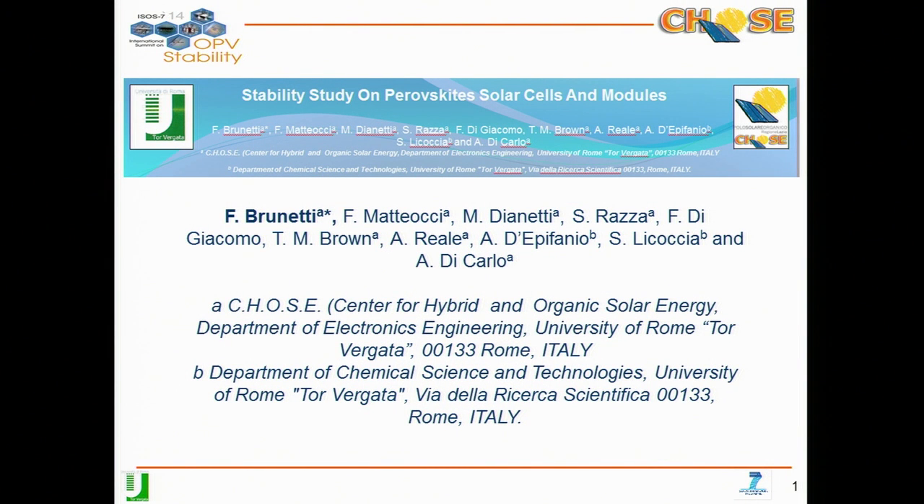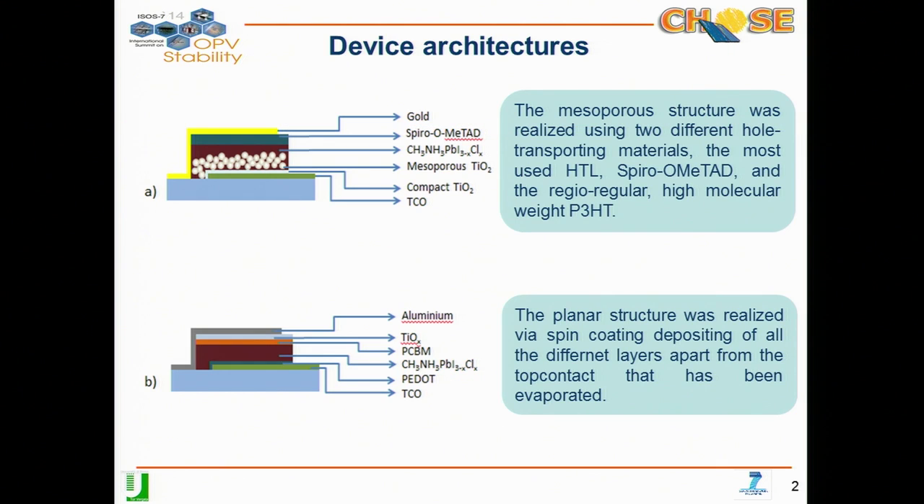What I'm showing in the poster is what we are doing at the University of Rome Tor Vergata, the CHOSE Center for Hybrid and Organic Solar Energy. In principle, we are investigating two architectures: the mesoporous architecture that the previous speaker was already presenting, and the planar structure, where we don't use the mesoporous structure of titanium oxide to realize our device.